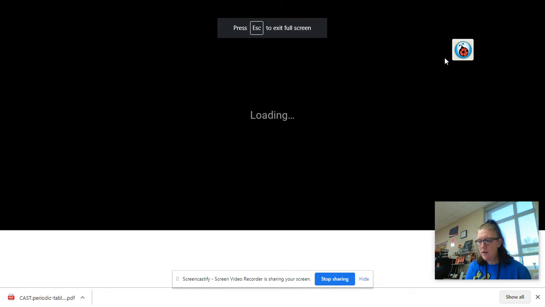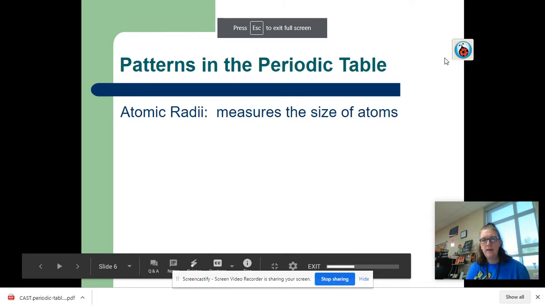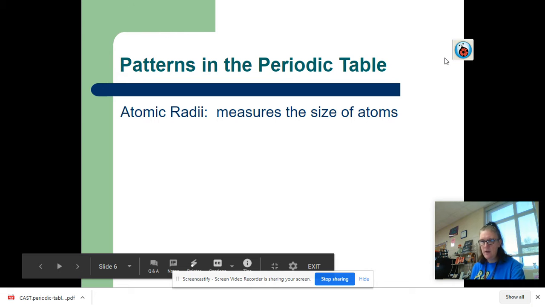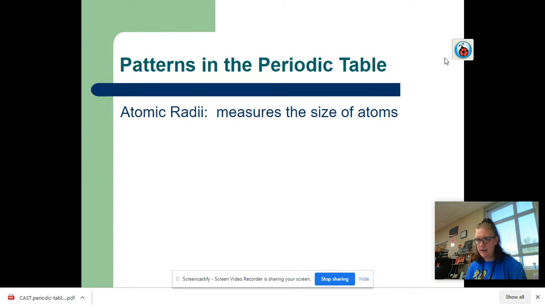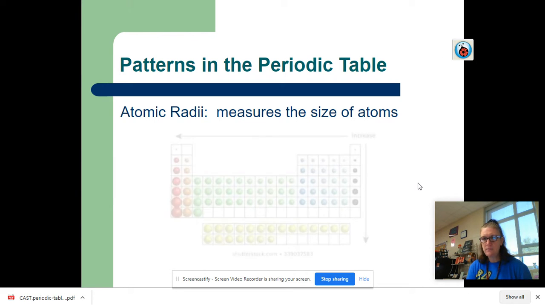Okay, so the last part that we did get to look at a while ago was patterns in the periodic table. We're filling out this sheet still, and what you're going to be looking at is at the very bottom, you're going to fill in the patterns part. There are trends in the periodic table, and there are three that we're going to talk about. The first one is called atomic radius, or radii. Atomic radii is just a pattern you can see in the periodic table that measures the size of the atoms.